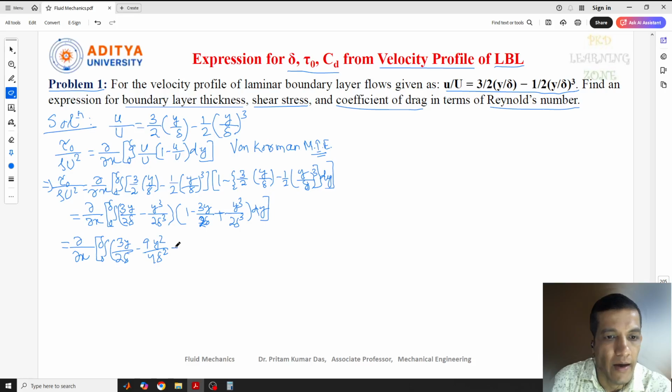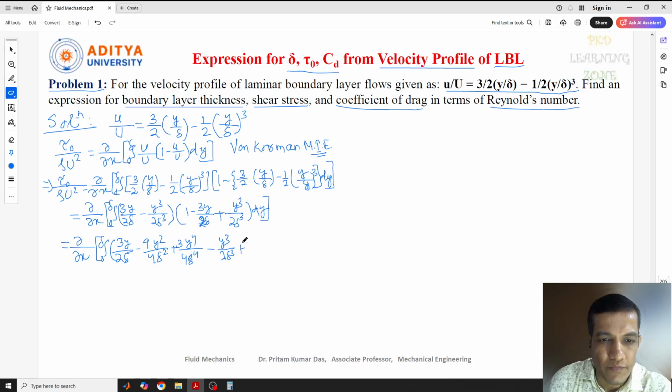Okay, and plus we'll get again 3y to the power 4, again this is 4 delta to the power 4. Okay, one term completed. Next, one more term is there, that is this one. So that will come here. So here we'll get minus y cube by 2 delta cube. This one into this. The minus of minus will be plus.